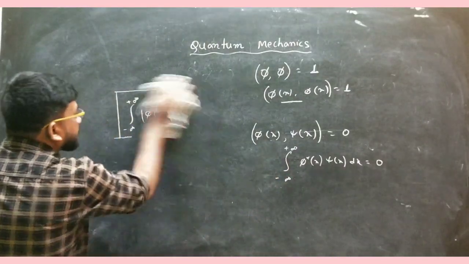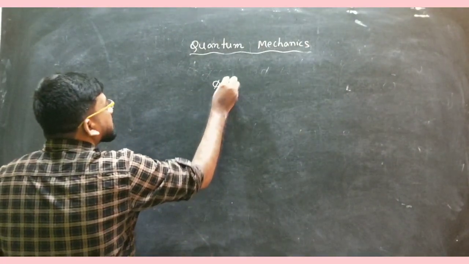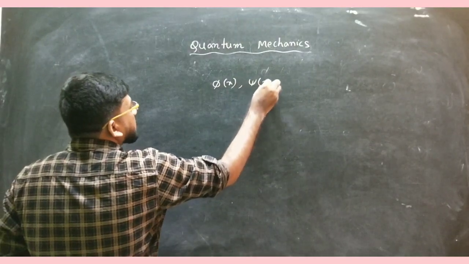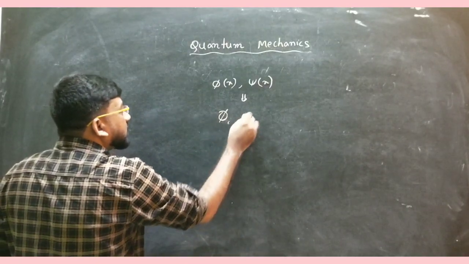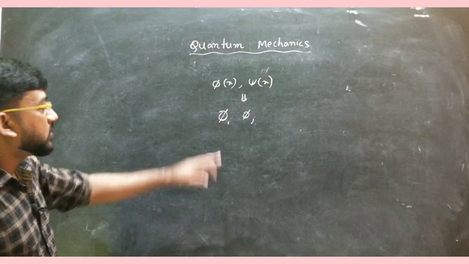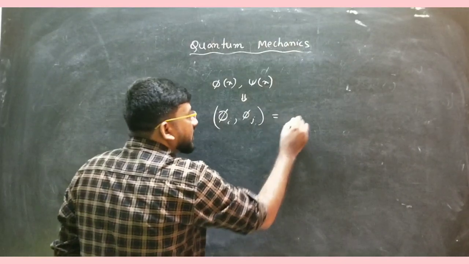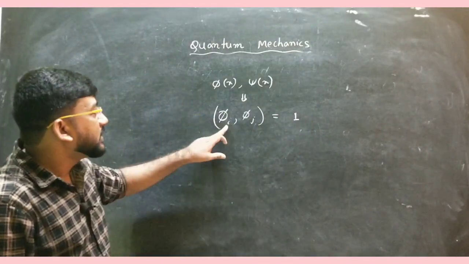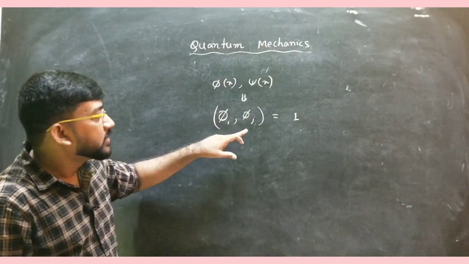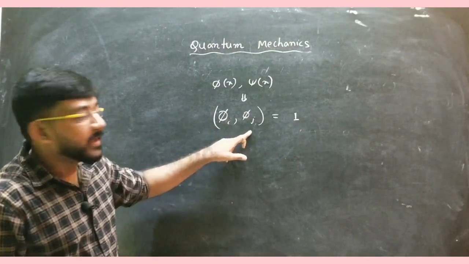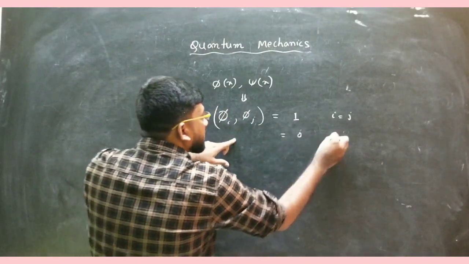Instead of using this notation, if we use phi i and phi j, we can write the dot product in this notation. If you get this as 1, then you can say they are normalized to each other, a normalized wave function. And if this is 0, then they are orthogonal to each other. It is 1 when i is equal to j, and 0 when i and j are different, i not equal to j.